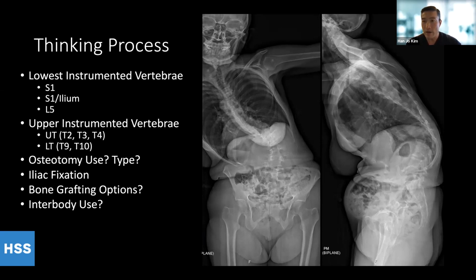So that's how I go into a case. In full disclosure, a case like this, if I look at it, I usually say, oh, we're probably going to need a 3-column. And that's why we did it. But I do leave flexibility in the plan for the case intraoperatively in case we're surprised.